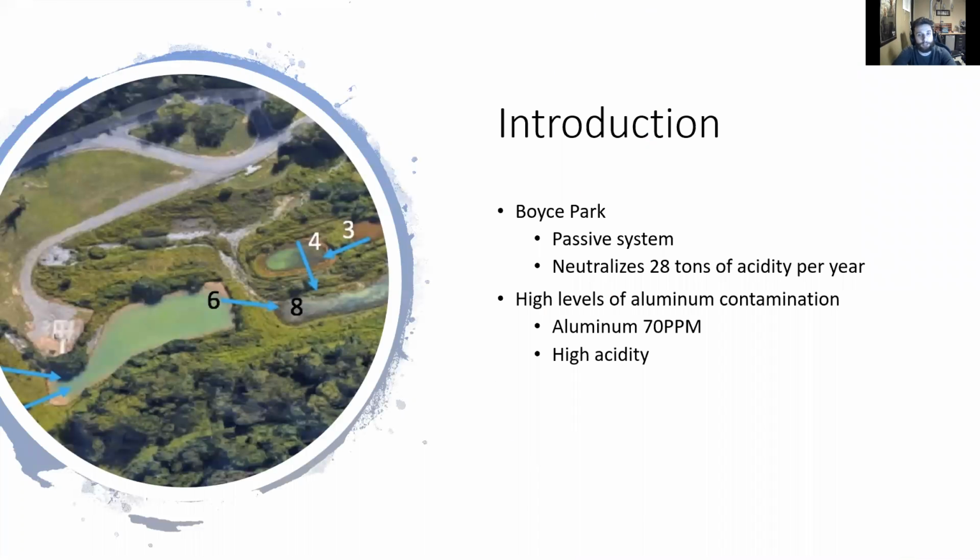And the remediation site that my isolate was taken from was Boyce Park. It is a passive system that neutralizes 28 tons of acidity per year. And while no two remediation sites are alike, Boyce Park is characterized by having high levels of aluminum contamination, being around 70 parts per million, and has a high acidity with a pH of around 3.